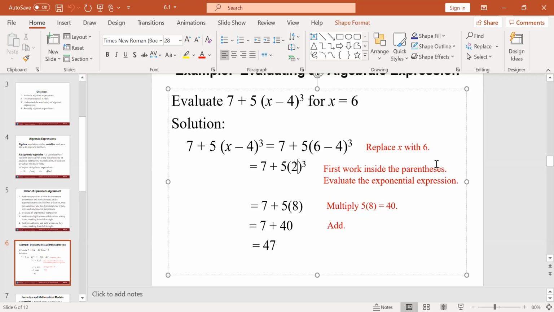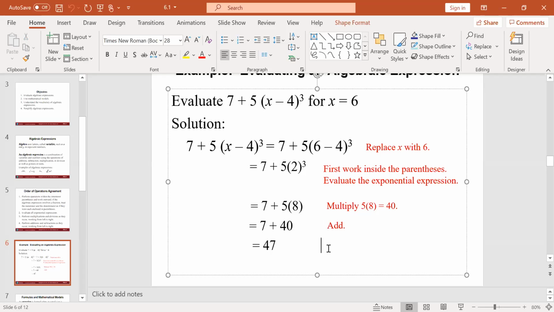2 to the third, you're multiplying 2 by itself 3 total times. So you're doing 2 times 2, which is 4. Now we've done it twice. You go one more time. 4 times 2 is 8. Very good. So you're going to end up with 8. 2 cubed is 8.